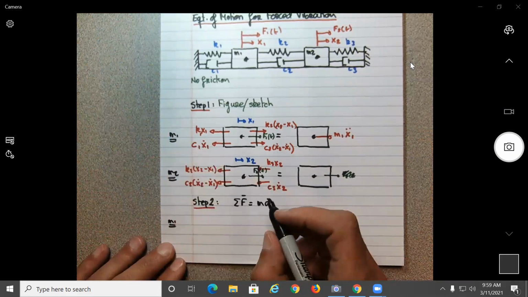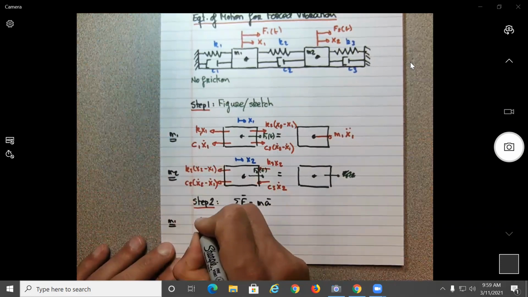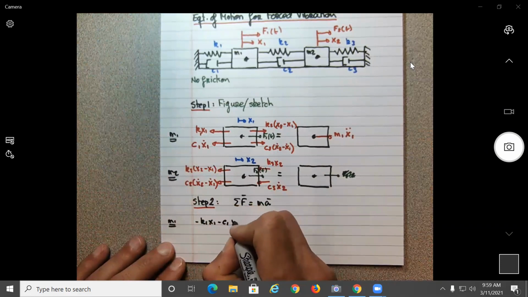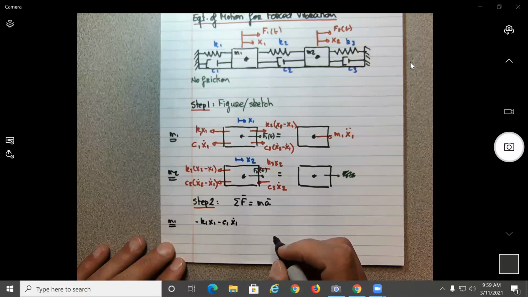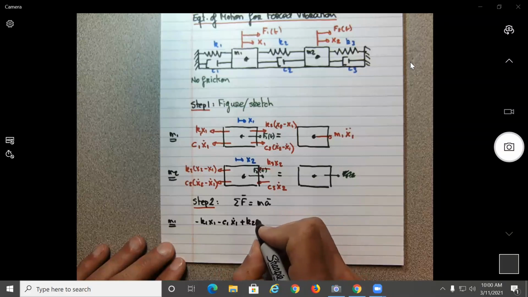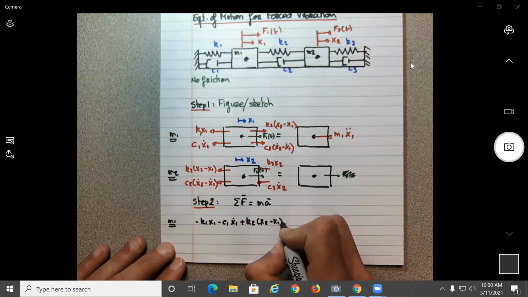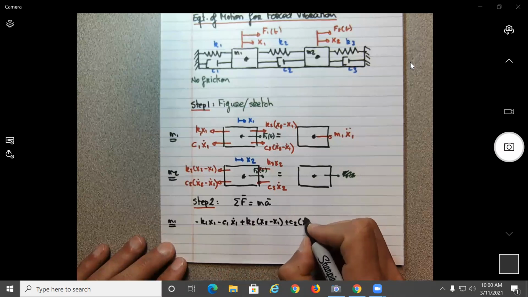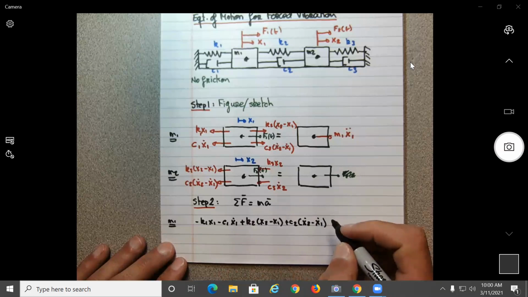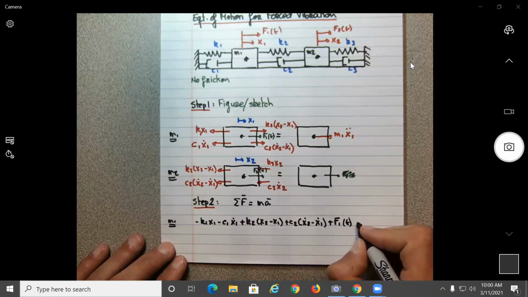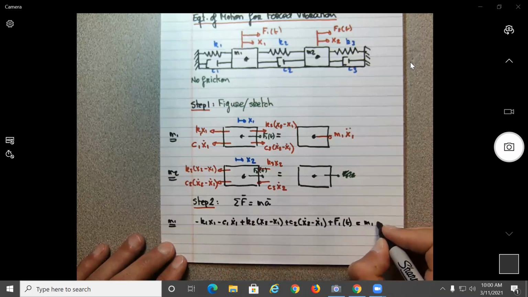We can just rewrite over here: minus K1 X1 minus C1 X dot 1 plus K2 (X2 minus X1) plus C2 (X dot 2 minus X dot 1) plus F1 of T equal to M1 X double dot 1.